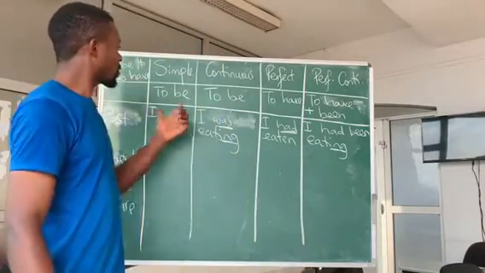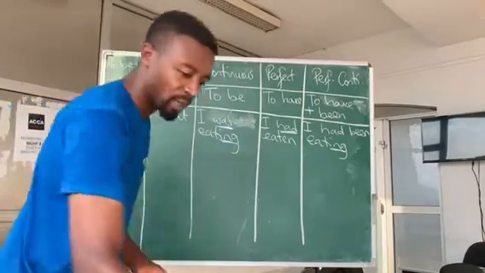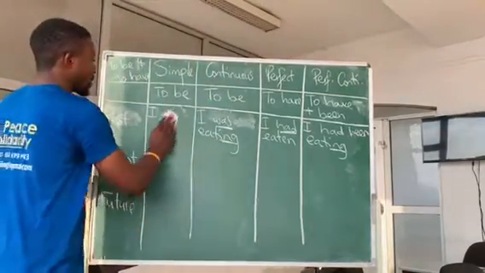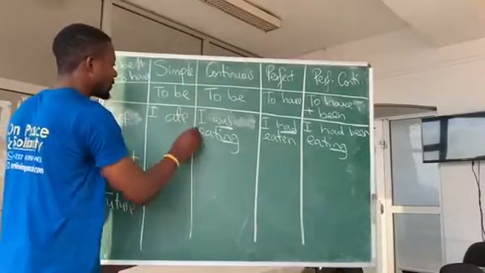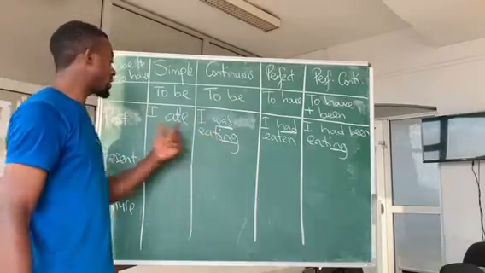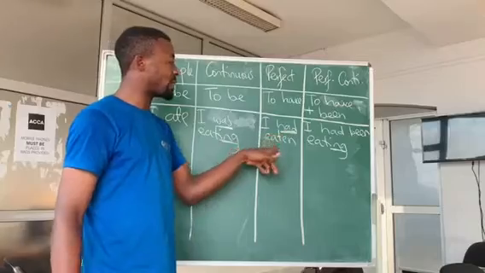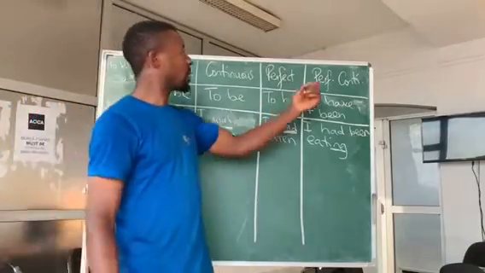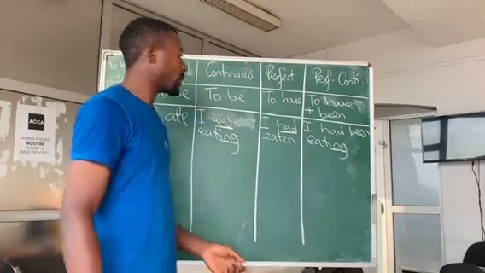So we have, for instance, I eat. Oh, what's that? I made a big mistake there, sorry. I ate. Okay, sorry for that. So I ate. I was eating, that's the past continuous tense. Past perfect tense, I had eaten. And past perfect continuous tense, I had been eating.